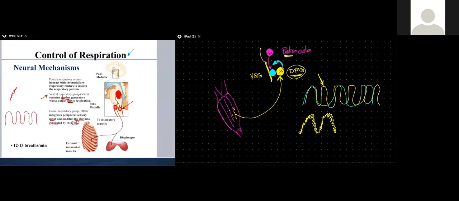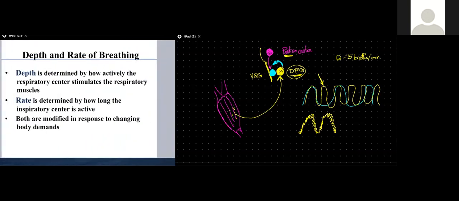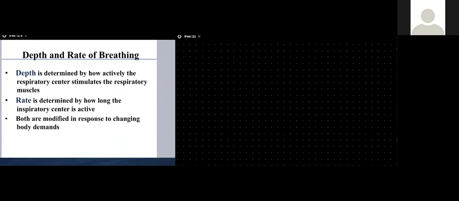So normally, the respiratory rate is 12 to 15 breaths per minute. This is a normal respiratory rate. What's going to be determining the rate and the depth of breathing? The depth is going to be determined by how actively the respiratory centers are stimulating the respiratory muscles.